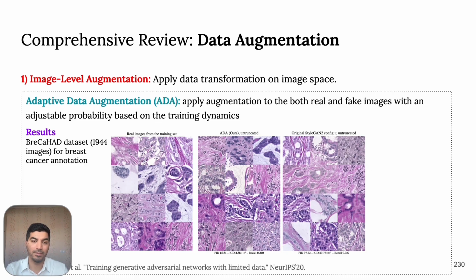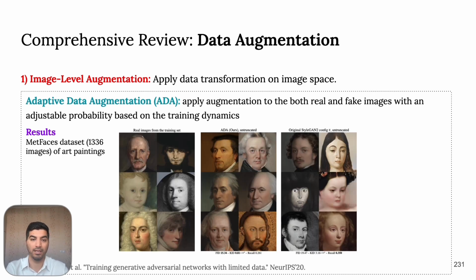These are some samples generated by ADA for breast cancer data. On the left side, you can see real images. In the middle, we see the images generated by ADA. And on the right side, you can see images generated by StyleGAN2. There is a meaningful difference between the FID of ADA, which is around 15, and the FID of StyleGAN2, which is around 97. The gap is really high, which shows the efficacy of ADA for limited data scenarios. And this is another example for the MetFaces dataset, which are art paintings of human faces.